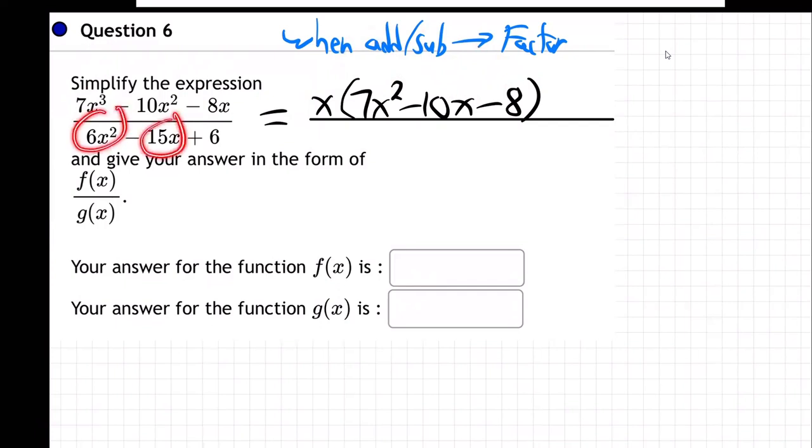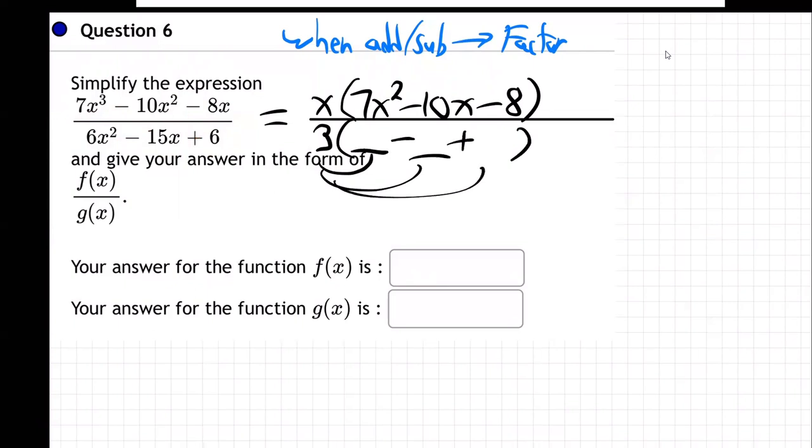Now, what about the bottom? They don't all have an x, but they do all have a number that they're all divisible by. You see it? 6, 15, and 6. What goes into all three of those? 3 does, right? 3 times what, and what? I'm going to put something here with a minus, something here with a plus, and something here. What would work? Well, this will be 3 times 2x squared. That'll go back to 6x squared. 3 times 5x, that'll go back to 15. And 3 times 2 will go back to 6, won't it?